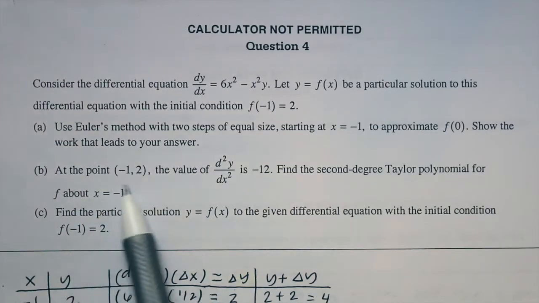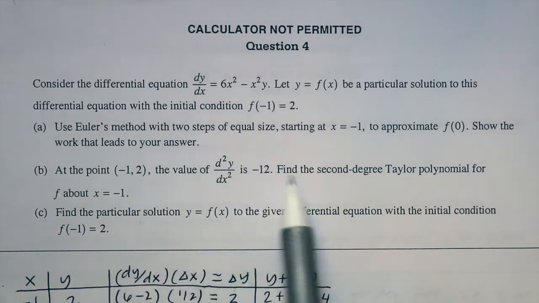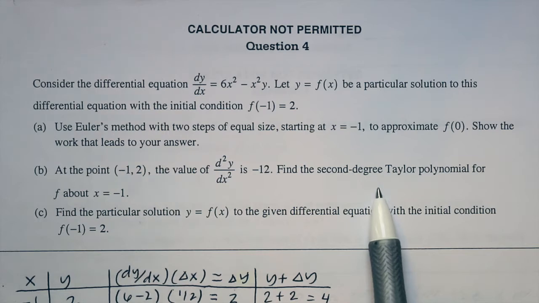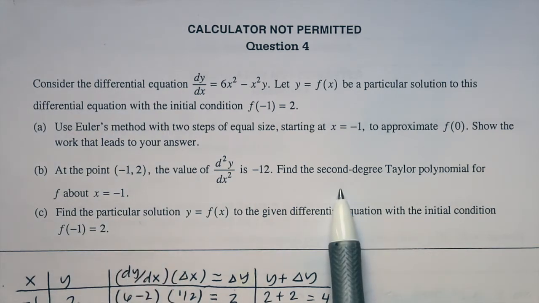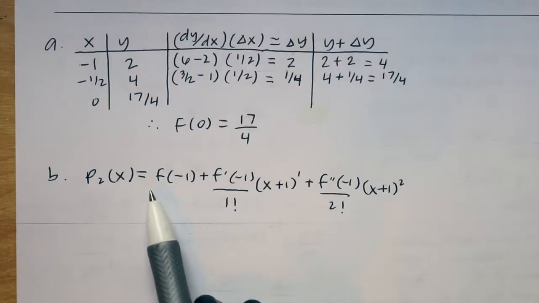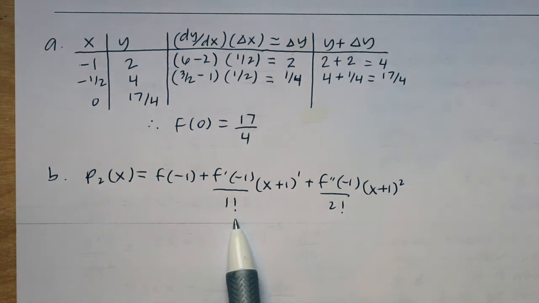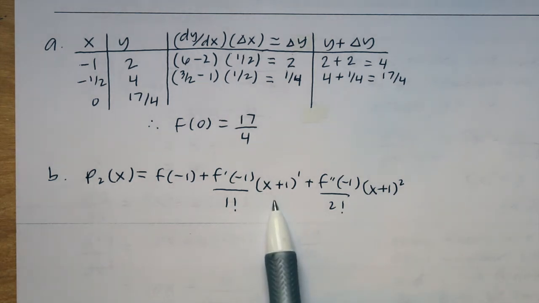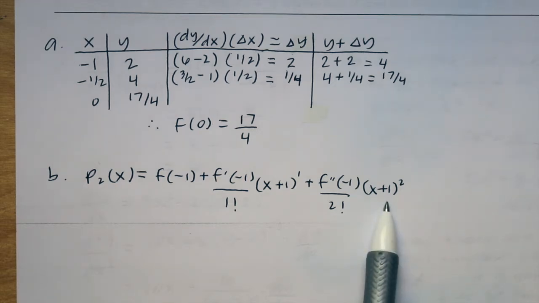Part B says at the point negative 1, 2, the value of the second derivative is negative 12. Find the second degree Taylor polynomial for f about x equals negative 1. So again, make sure you have your Taylor polynomial formula memorized. So our formula is going to be f of negative 1 plus f prime of negative 1 over 1 factorial times the quantity x plus 1 to the first power plus f double prime of negative 1 over 2 factorial times the quantity x plus 1 squared.